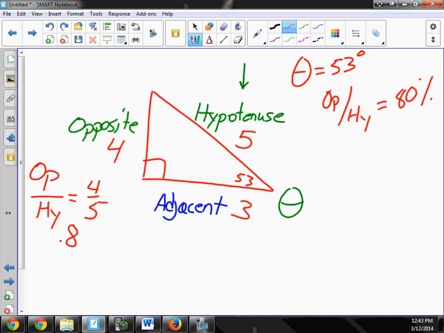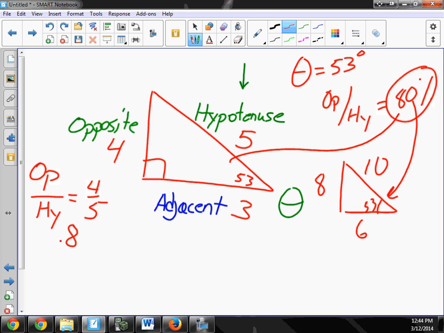Okay? What if I doubled the size of the triangle? So now it was 8, 10, 6, and it's still a 53-degree angle. It's the same because the triangles are similar, right? So what does this 80% depend on? The angle, right. So that 80% depends on the angle. It doesn't depend on the size of the triangle.